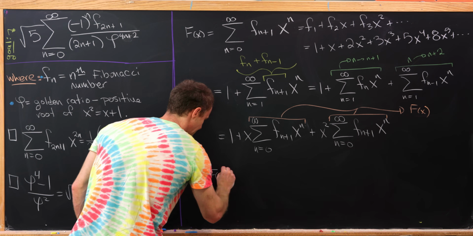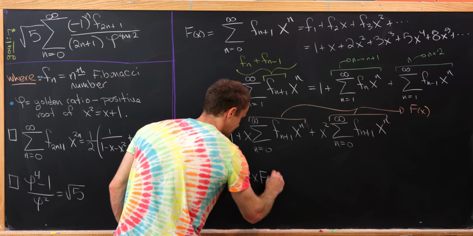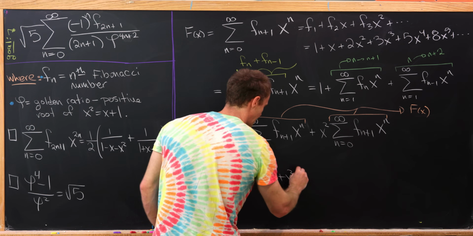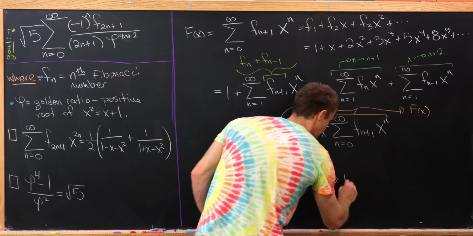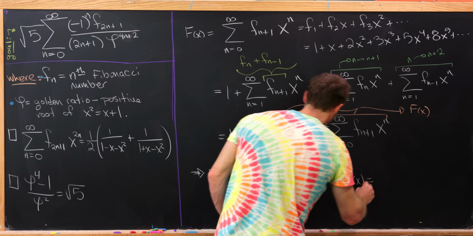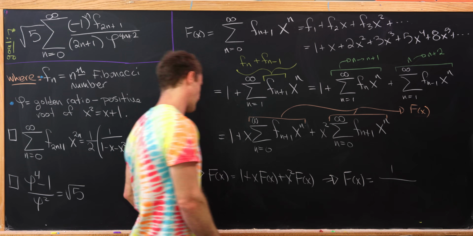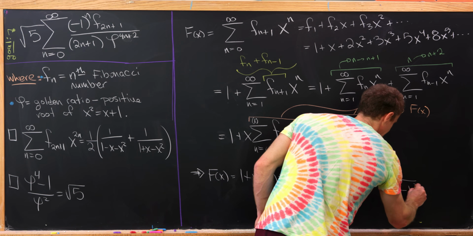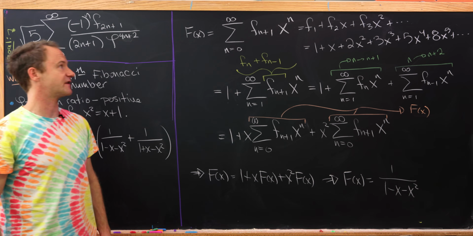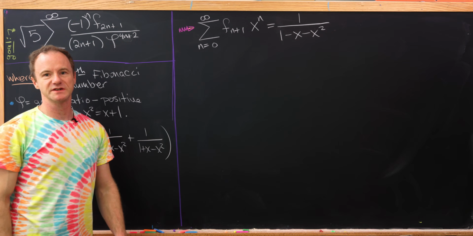So we've got f of x equals 1 plus x times f of x plus x squared times f of x. So putting that all together, we have f of x equals, well, what will it be? It'll be 1 over 1 minus x minus x squared. So that's what we've got there. Okay, so now let's bring that up. So this is where we just ended.